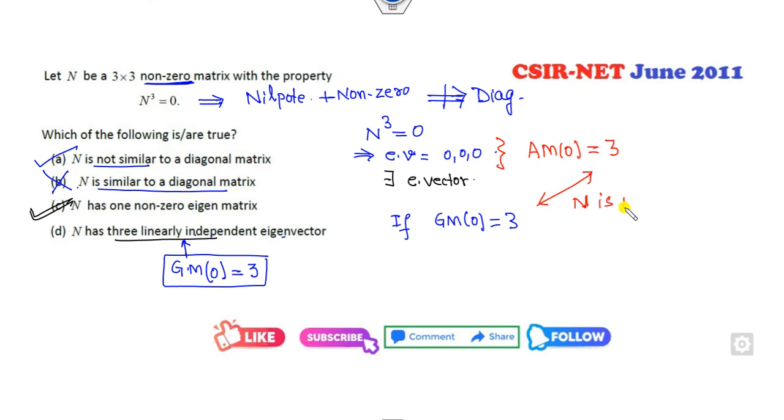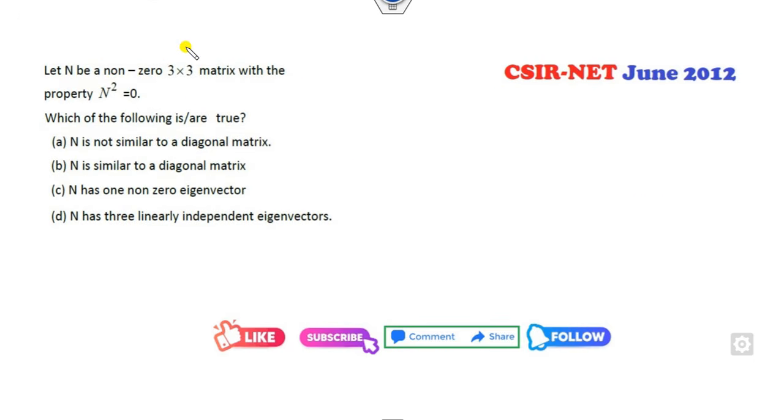N is a diagonalizable matrix, but we already saw that N, that is a nilpotent matrix, is not diagonalizable. So it means this option is not true. So the right answers are A and C, the correct options.